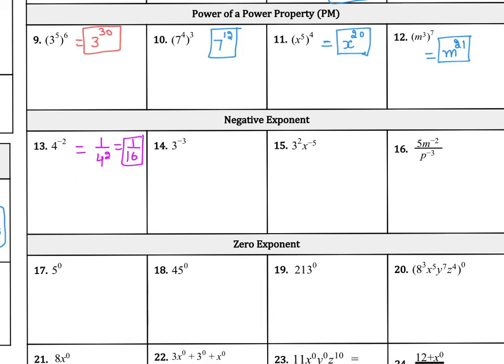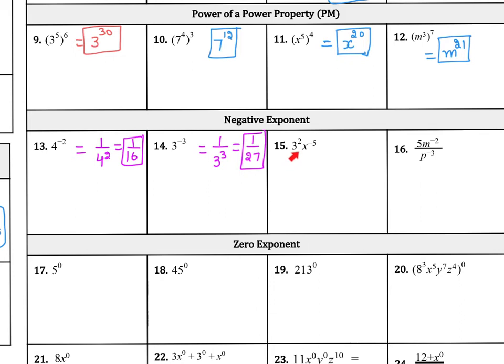For number 14, same thing. You're going to flip it, and that's going to be 3 to the power 3, which is 1 over 27. So if you look at number 15, you can see that there are two terms. 3 to the power 2 has a positive exponent, so we are not going to flip it. But x to the power negative 5, that's the negative term that we are going to flip.